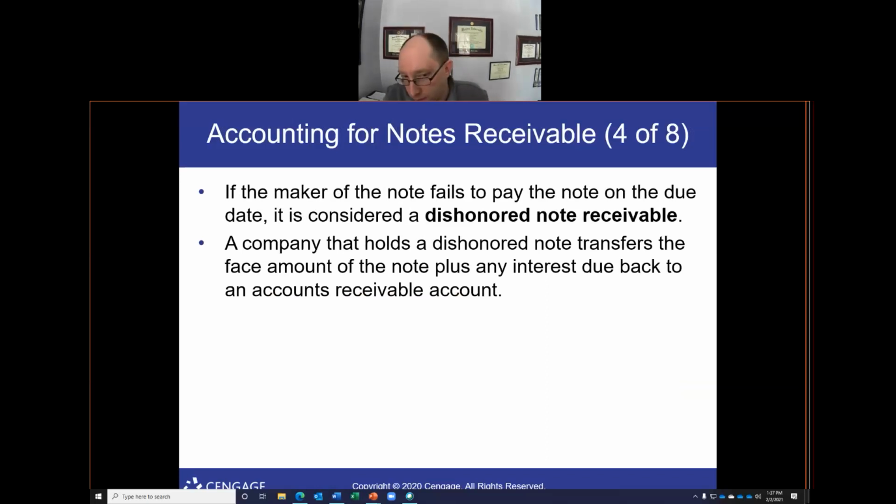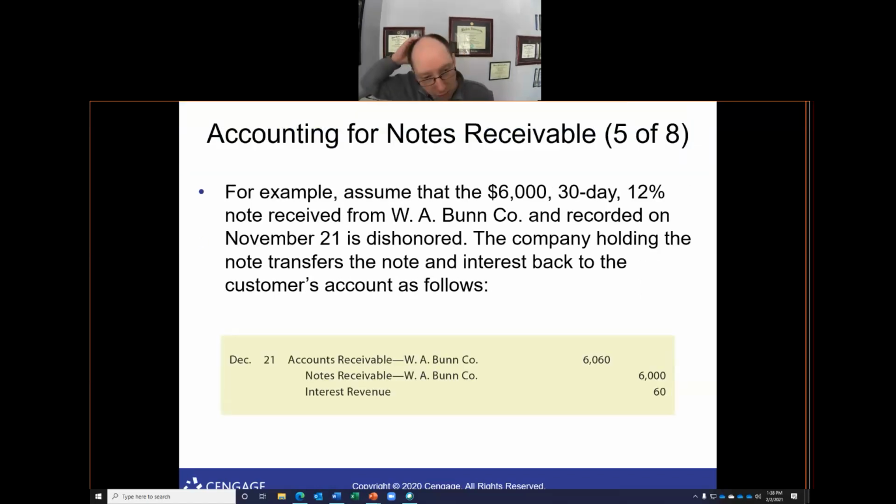Once in a while, a customer may dishonor the note receivable, meaning they don't pay back the short-term loan to the company. Well, that does happen from time to time. So what do we do? Well, we could either write it off or we can transfer it right back to an accounts receivable. To transfer it back to an accounts receivable, you just make the reversing entry. Debit accounts receivable, credit notes receivable, credit interest revenue.